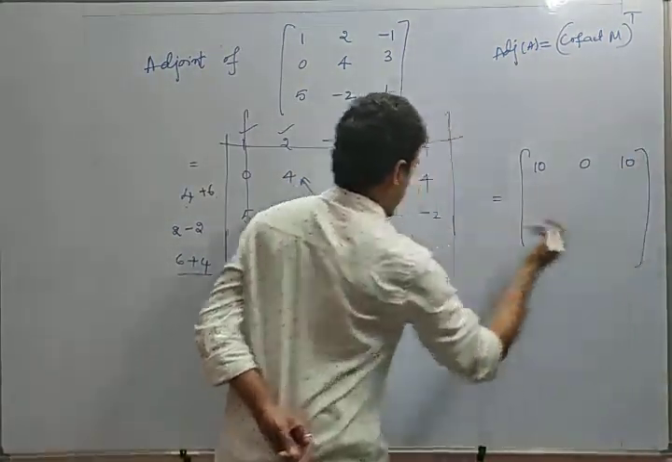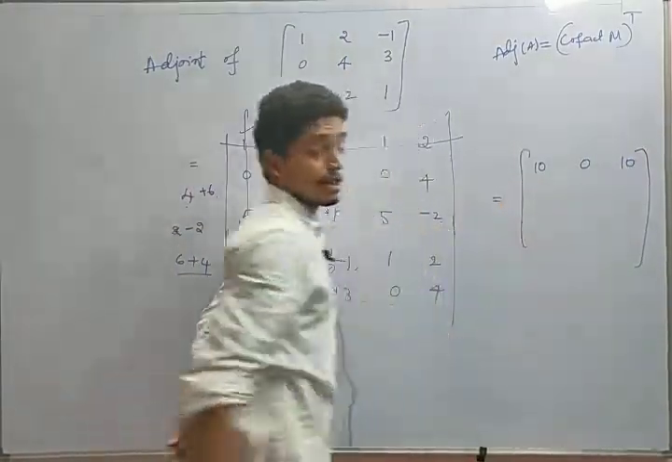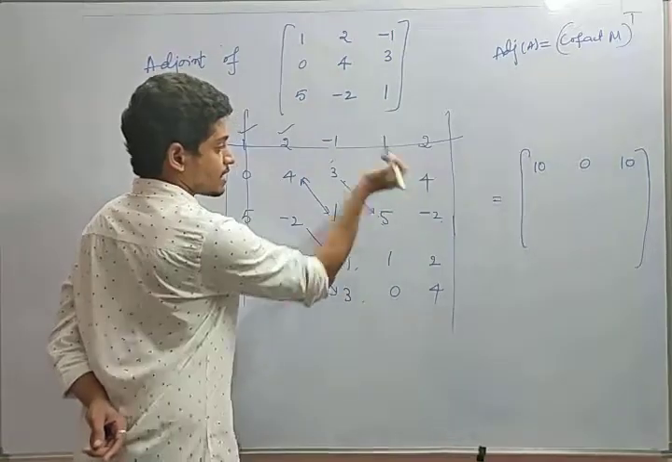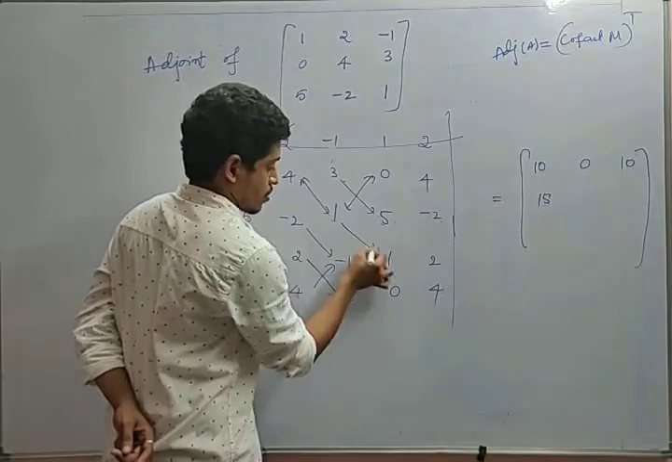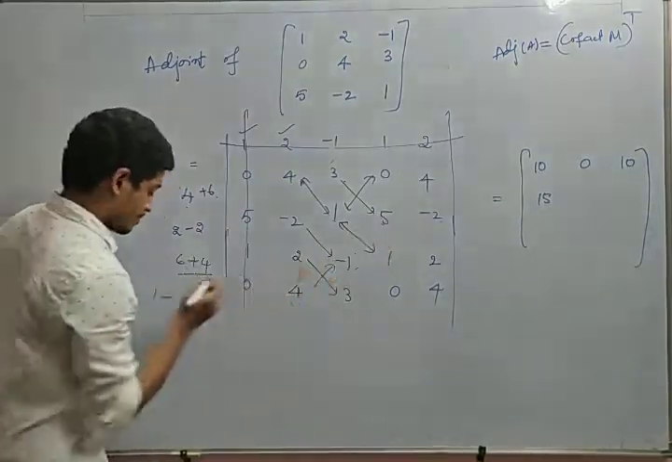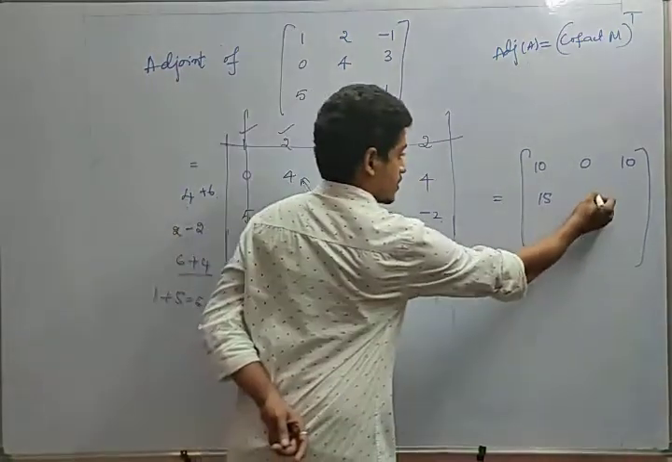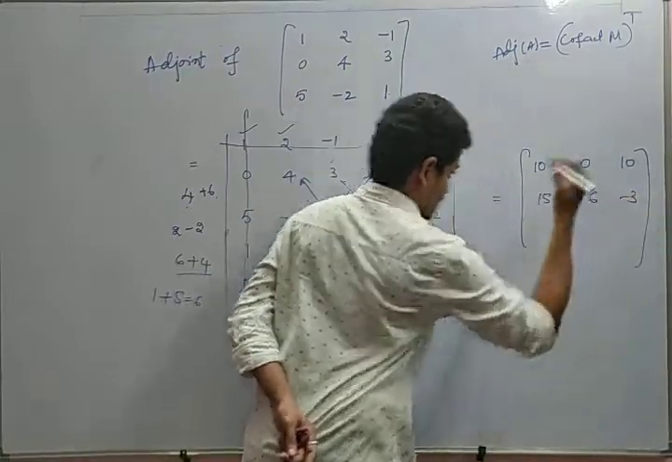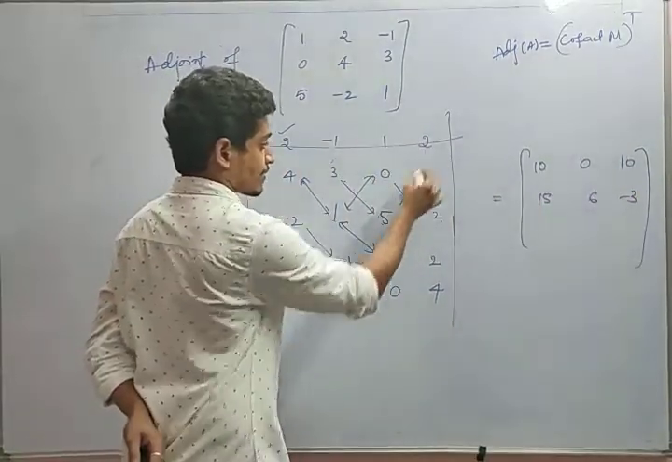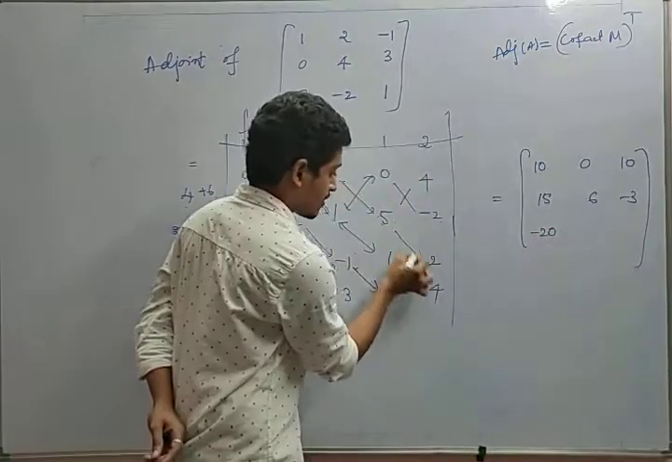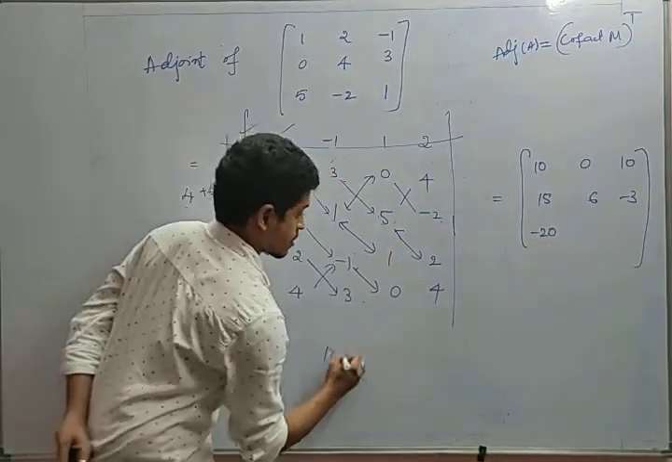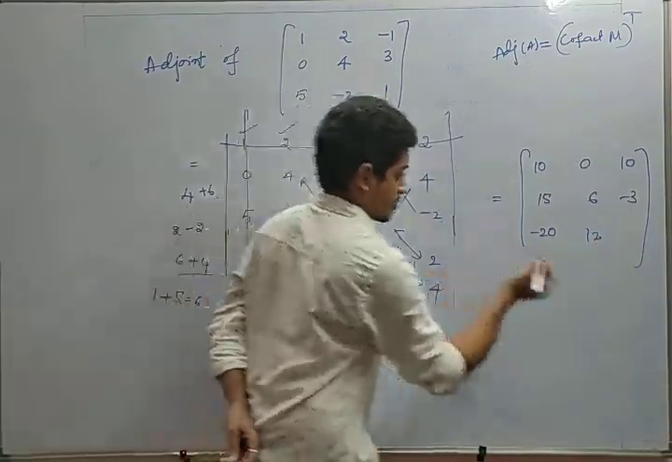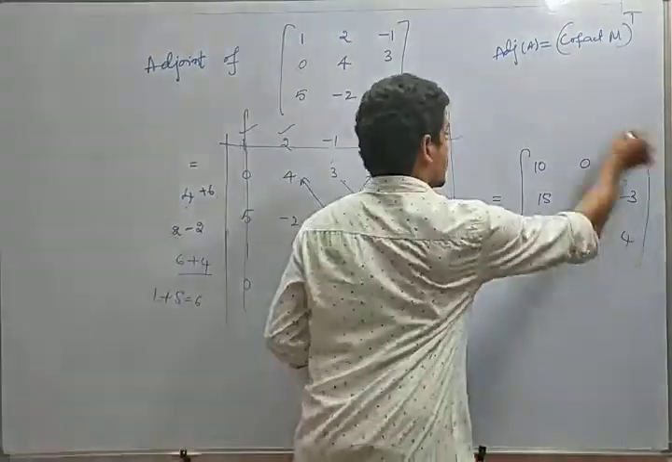So, since we went vertically, the answers should be placed in horizontal positions. Now, going through these two, 15 minus 0, 15. Next, 1 minus 1 into 5, minus 5, that's plus 5 here, 6 here. Minus 1 into 0, 0, minus 3 into 1, 3, minus 3. Next, these two, 0 minus 5 4 is 20, it's minus 20. Next, 5 2 is 10, 10 minus 1 into minus 2, it's plus 2, it's 12. So this is 12 here, and 4 minus 0, 4 here. So this is the adjoint of the given matrix.